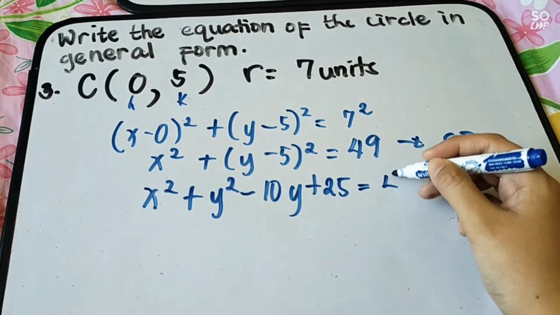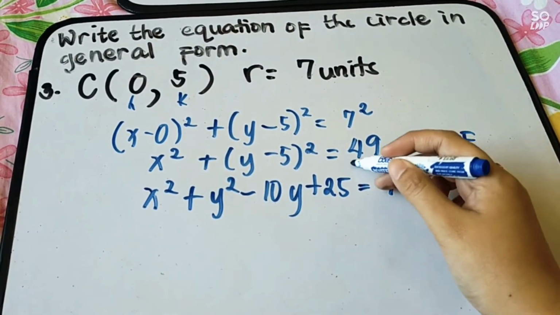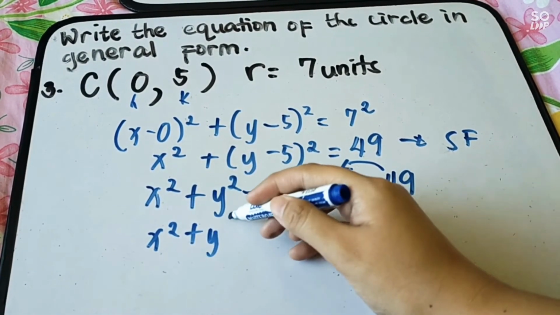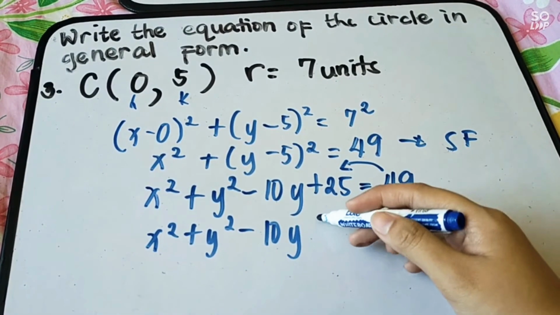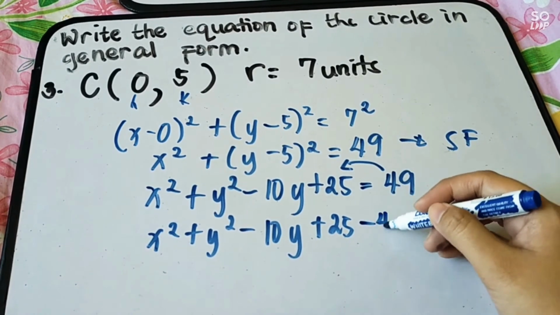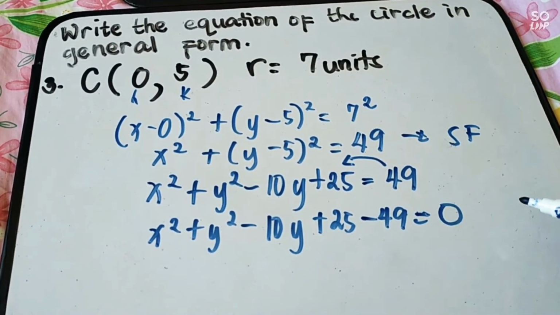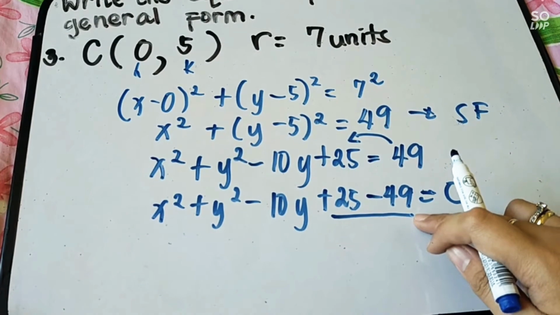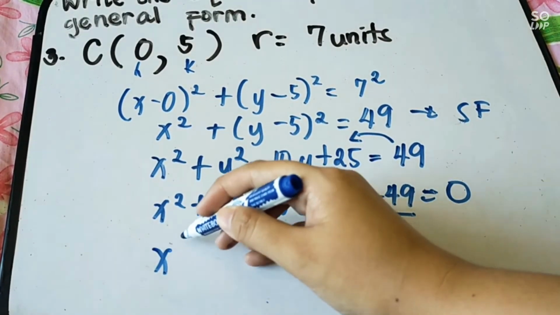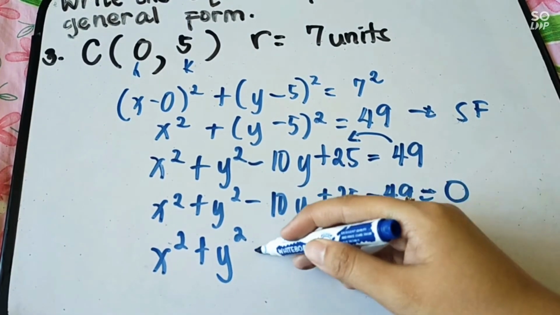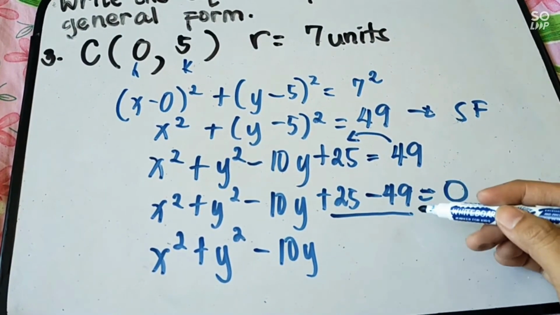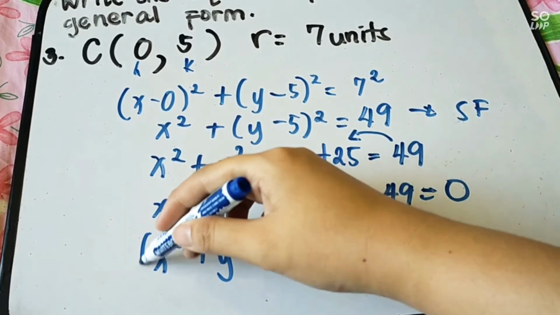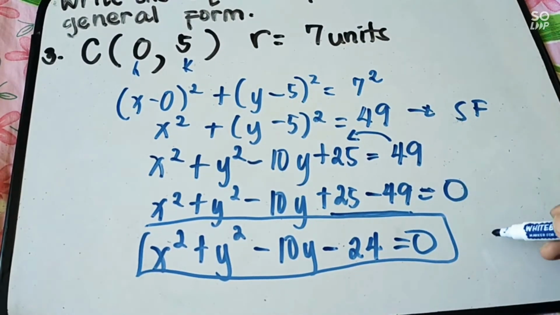Then, equals to 49. Afterwards, si 49, itatranspose mo sa kabilang side. So, your answer is x squared plus y squared minus 10y plus 25, then transpose minus 49 equals to 0. So, hindi pa ito yung answer kasi meron ka pa ditong dalawang constant term na kailangan mo siyang i-combine. So, just copy x squared plus y squared minus 10y. 25 minus 49, we have negative 24. Then, equals to 0. So, this is now your answer for the general form.